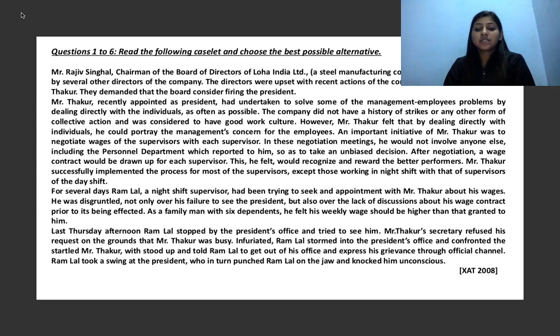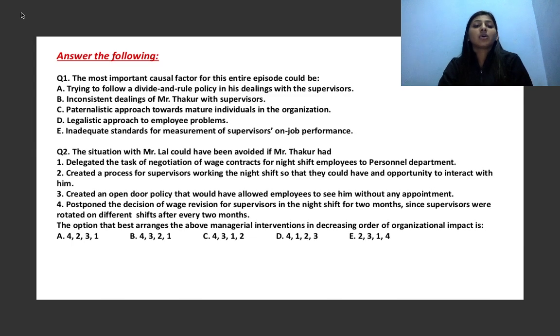So what happened last Thursday afternoon? Ramlal stopped by the president's office and tried to see him. His secretary refused him, but Ramlal stormed into the president's office and confronted the startled Mr. Thakur, who stood up and told Ramlal to get out and express his grievance through official channels. Ramlal took a swing at the president, who in turn punched Ramlal and knocked him unconscious.